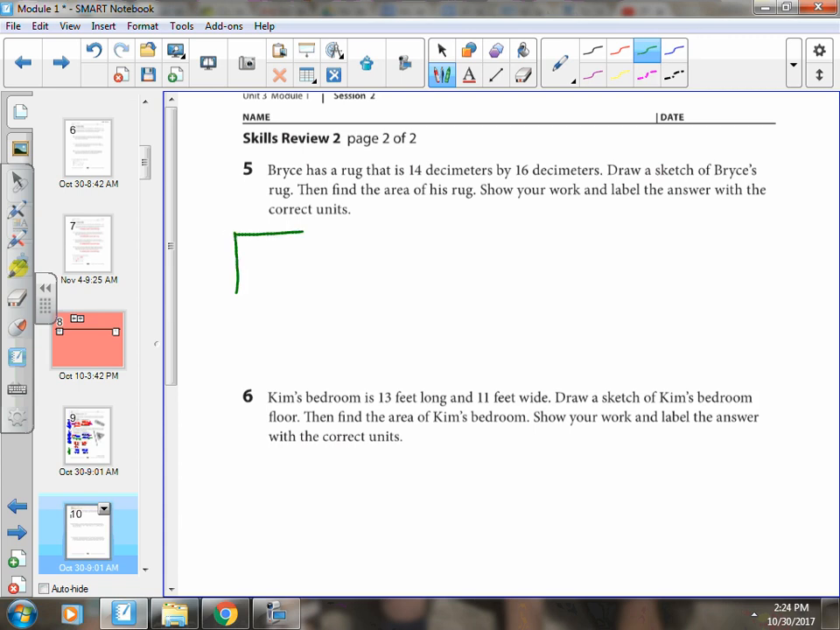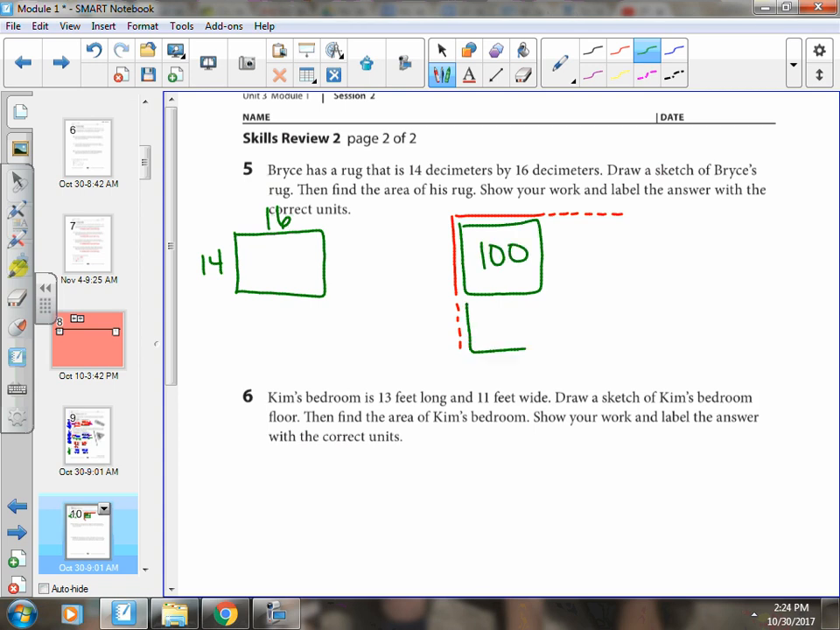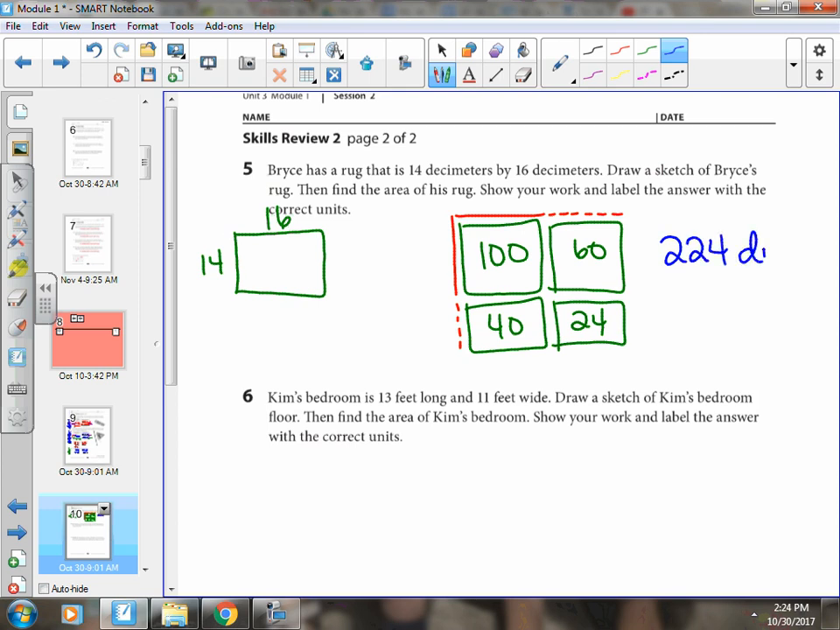Okay, so 14 by 16. And if I need to find the area, I need to multiply 14 times 16. Remember that you can do repeated addition, you can do traditional, you can draw an area model. I'll draw an area model for this one. 14 on one side, 16 on another. 10 by 10 is 100. 4 by 10 is 40. 10 by 6 is 60. And 4 by 6 is 24. 100 plus 60 plus 40, that's 200. So 224 square decimeters. Decimeters is DM with a little tiny 2.